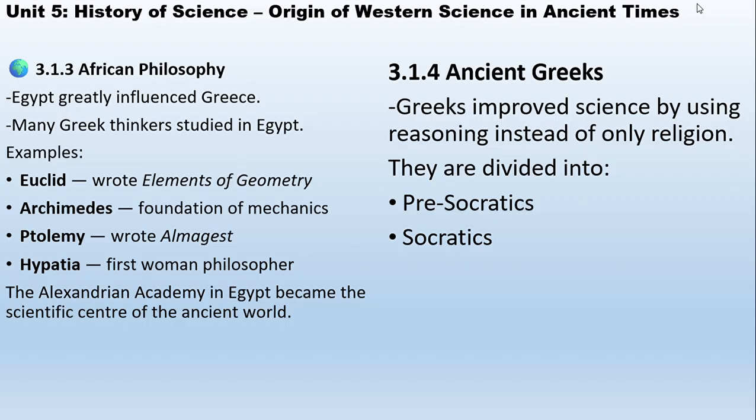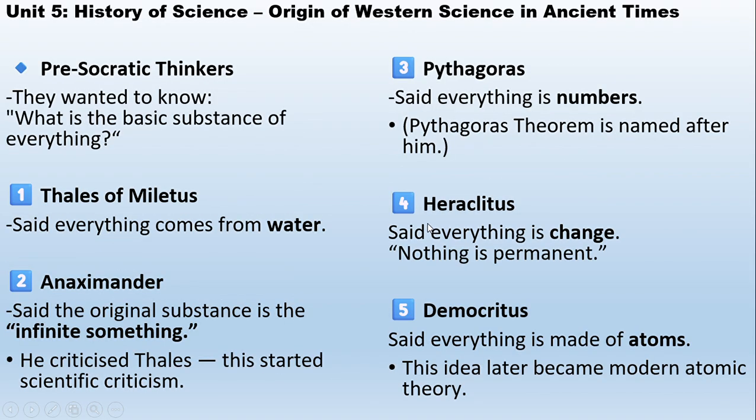So they divided it into two. We have the pre-Socratics and we have the Socratics. Those are the two divisions the ancient Greeks were able to give to science. So they had to improve it, they had to add reasoning to it instead of only religion, so that a scientific explanation can be given.